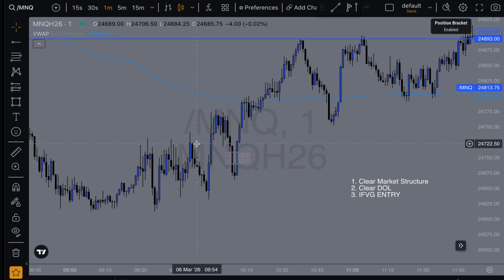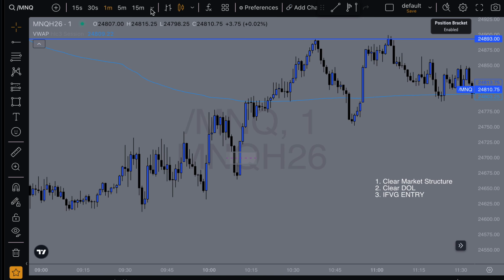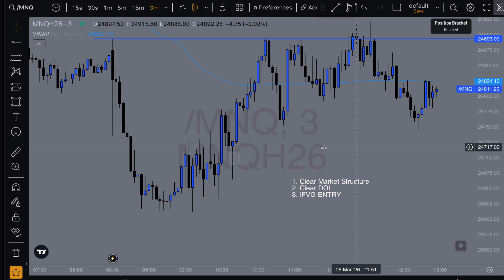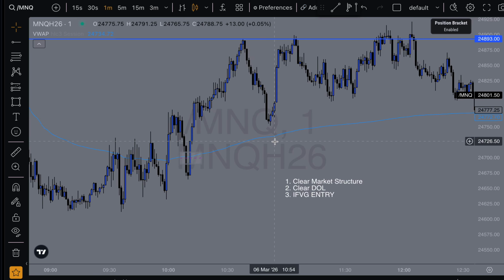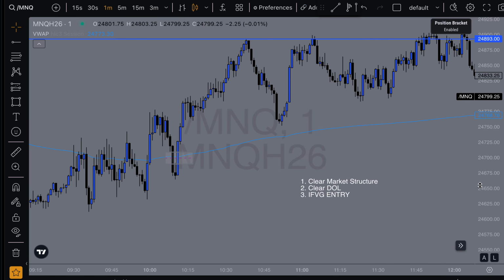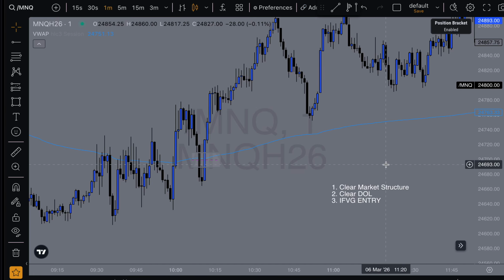Wait for an inversion fair value gap. And this one was even better because it was paired up with a 3-minute bullish fair value gap. We tested this 3-minute order block, 3-minute bullish fair value gap, and respected it and moved up. So this was an A+ trade. Literally the most A+ trade of all time.